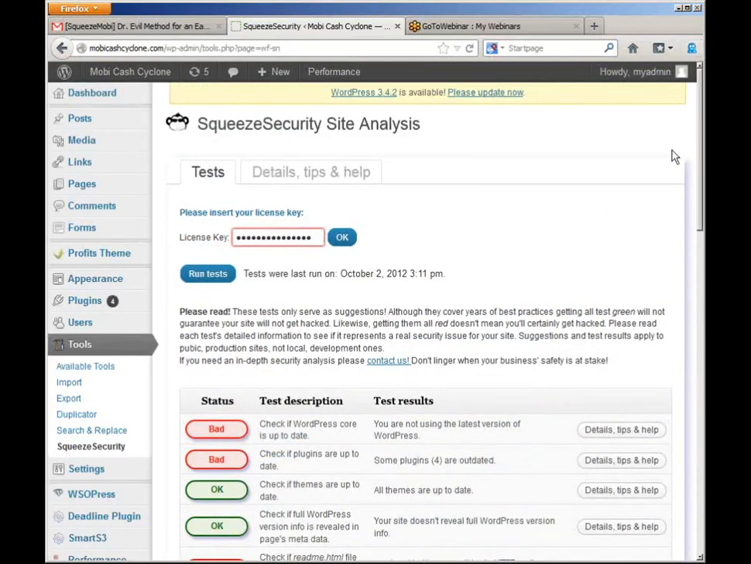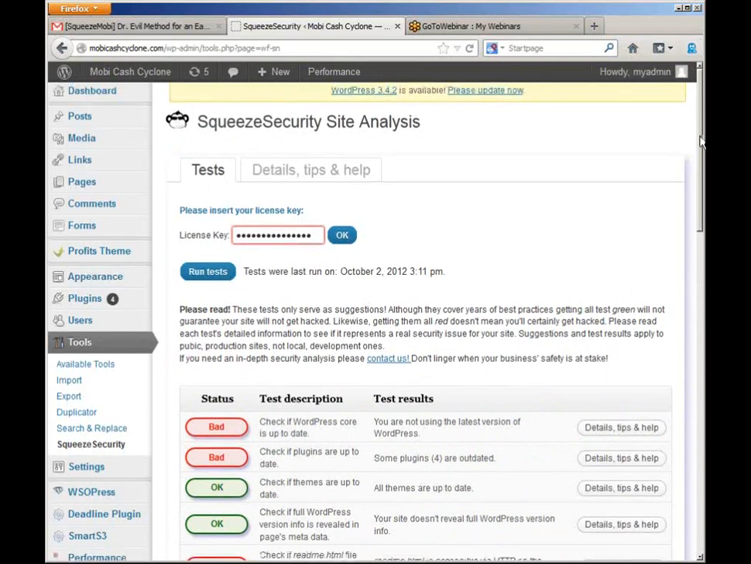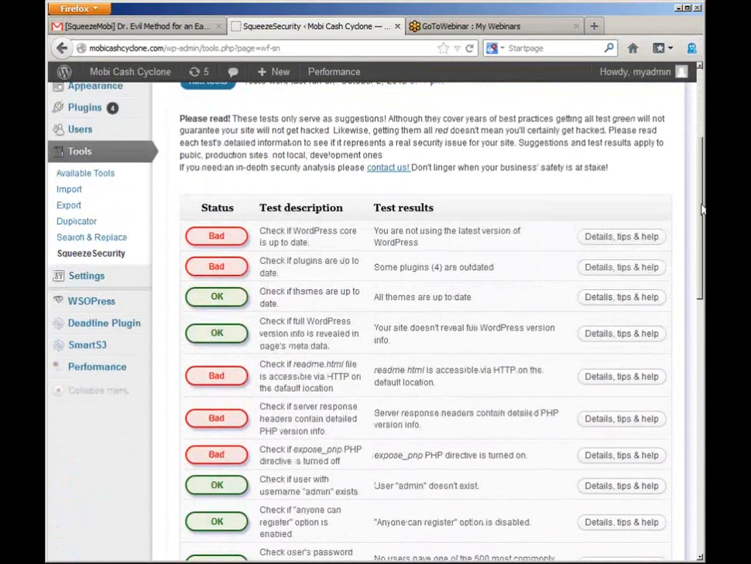Now, wow, look at all these tests that have been done. Is the WordPress core up to date? Test description and test result, and then status. Ooh, bad, bad, bad. Okay, some of them are okay. Bad, bad, bad. I'm terrified.